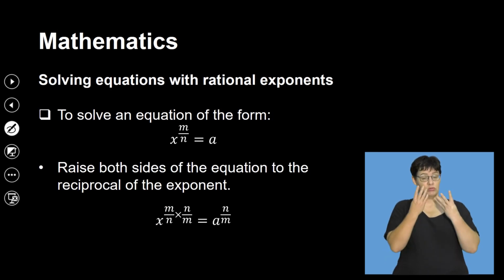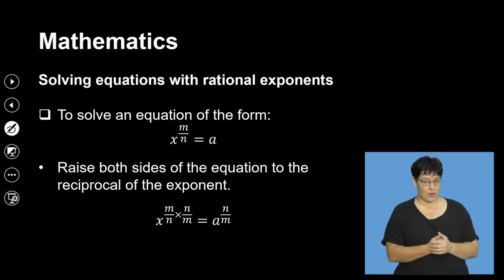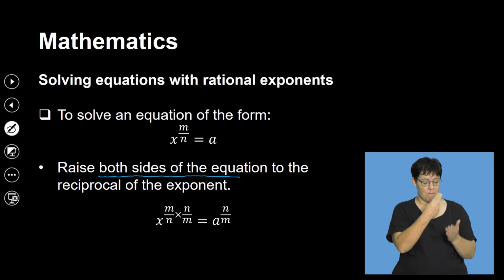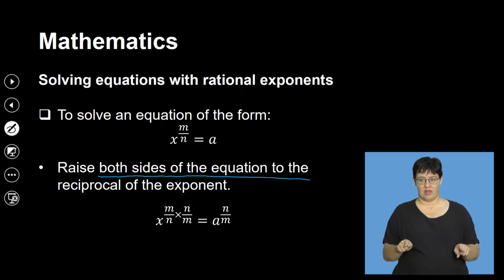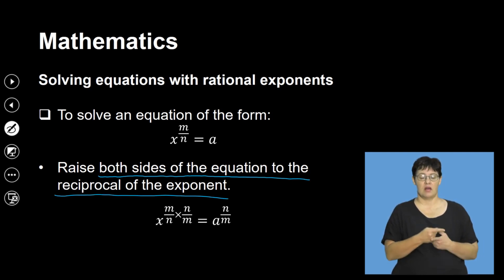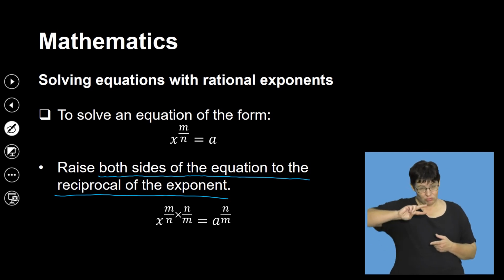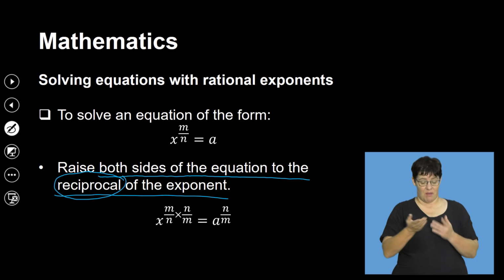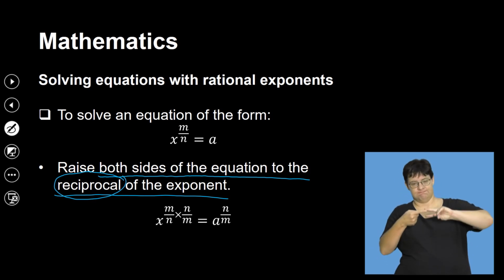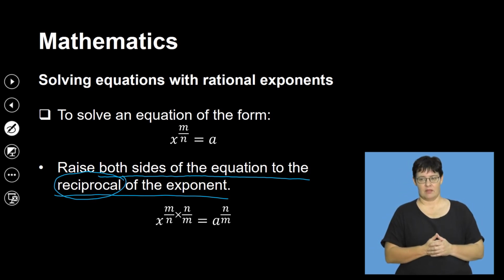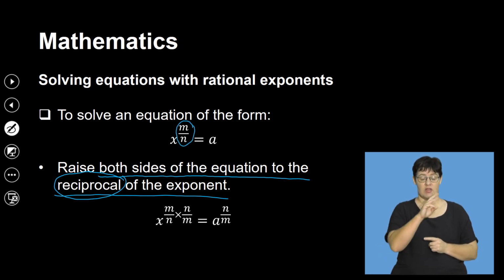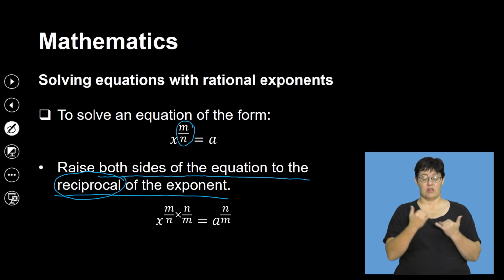Now, to solve these equations, the main thing that you need to make sure is you raise both sides of the equation to the reciprocal. Remember, we spoke about the reciprocal. The reciprocal will be whatever was the numerator becomes the denominator, whatever was the denominator becomes the numerator of whatever the fraction is. So in this instance, our fraction was m over n. So it means the reciprocal will be n over m, right?